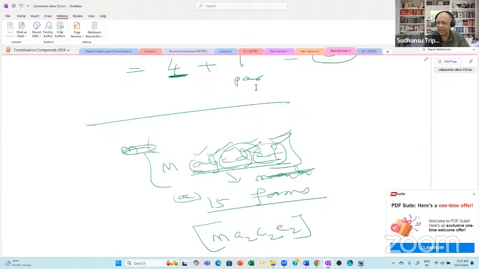Then we will be taking metal ligand bonding. One theory we shall complete, that is the simplest and easiest, VBT, valence bond theory. Then we'll make a break. Then we'll be resuming after 13.